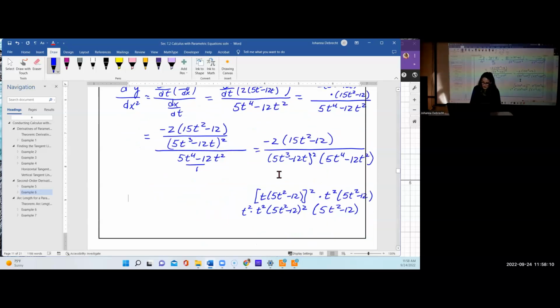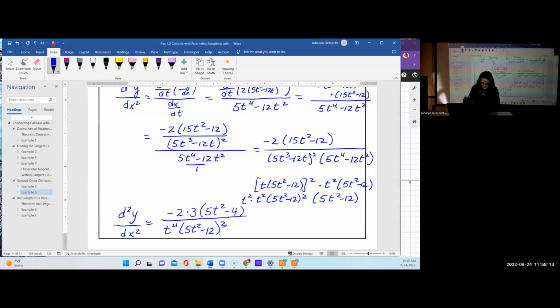Okay, excellent. So what I did here was I simplified it a little bit. I took the denominator, where I had 5t cubed minus 12t raised to the second power, and I factored the t out of the inside. Now they're both being raised to the second power, so that gives me a t squared times 5t squared minus 12 quantity squared. In the second parentheses, I could factor out a common factor of t squared, which leaves behind 5t squared minus 12. And then I took that t squared and moved it to the front, which you see here.